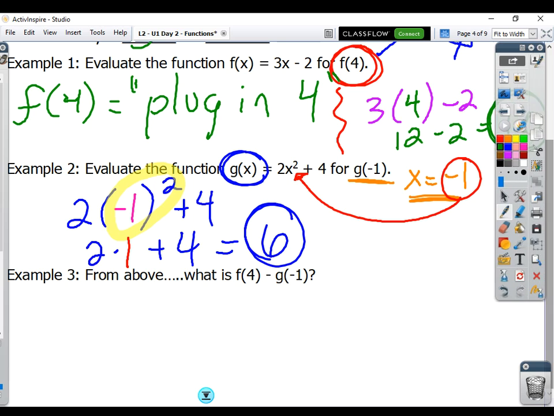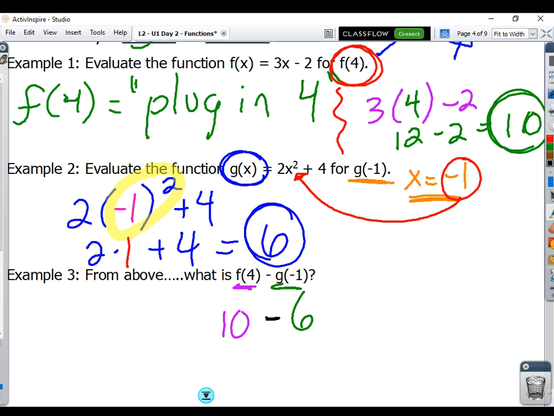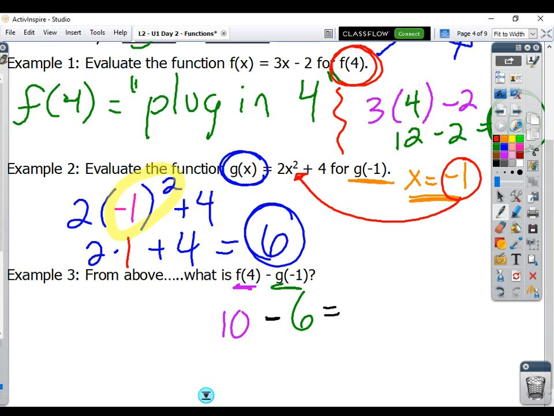And now last but not least, this question at the bottom has us bring it all together. It says, hey, what is f of 4 minus g of negative 1? We already know what those are. We found f of 4 already. It was 10. We found g of negative 1 already. It was 6. So what is it asking us to do? It's asking us to subtract them. That's more often than not what you're going to see. They're going to give you an expression that says f of 4 minus g of negative 1. What does that equal? You bring those together and you're left with 4.